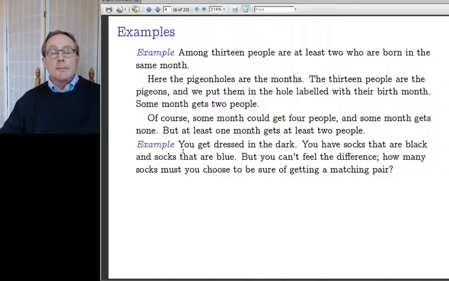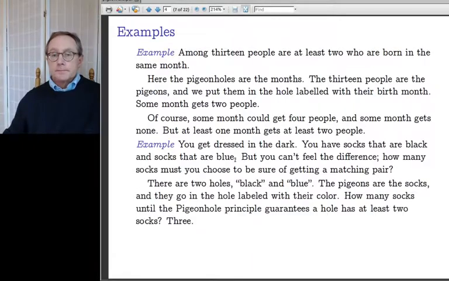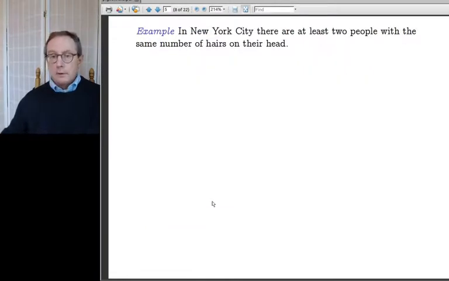Here's another example, again perhaps a silly example, but it illustrates the idea. It's a question of coming up with the right meaning for pigeons and holes. Suppose you get dressed in the dark, you have socks that are black and socks that are blue, but you can't feel the difference. How many socks must you choose to be sure that you got out of the bedroom carrying a matching pair? The answer is that there are 2 categories, 2 holes, black and blue. The pigeons are the socks, and they go into the hole labeled with their color. So how many socks until the pigeonhole principle guarantees that a hole has at least 2 socks? Well, 3. You don't know whether you'll have 2 blacks or 2 blues, but you have 2 of something.